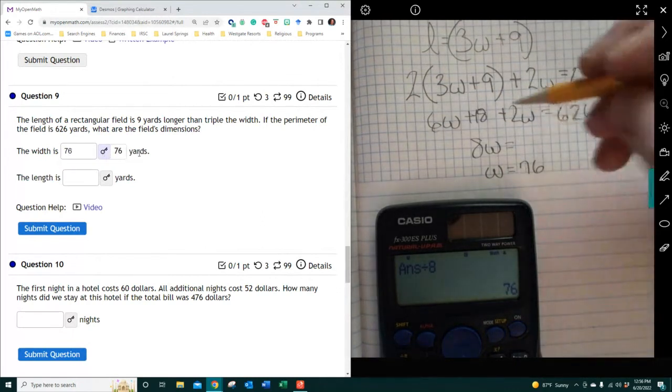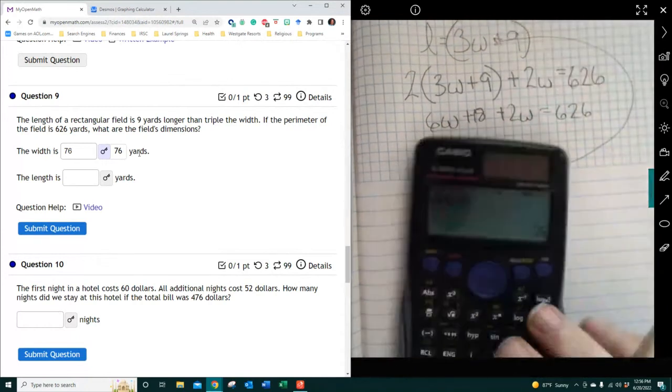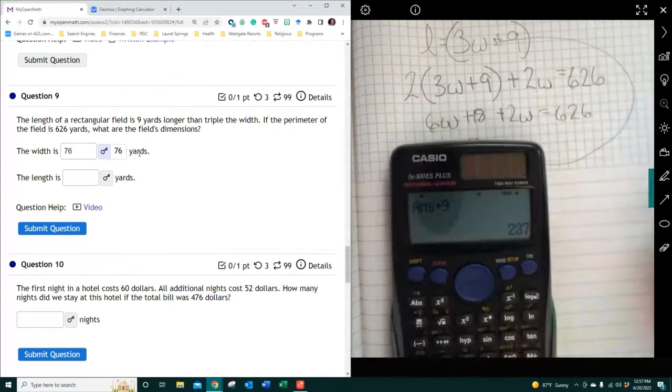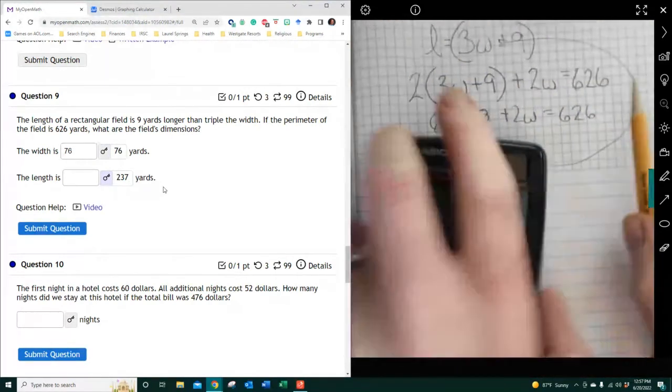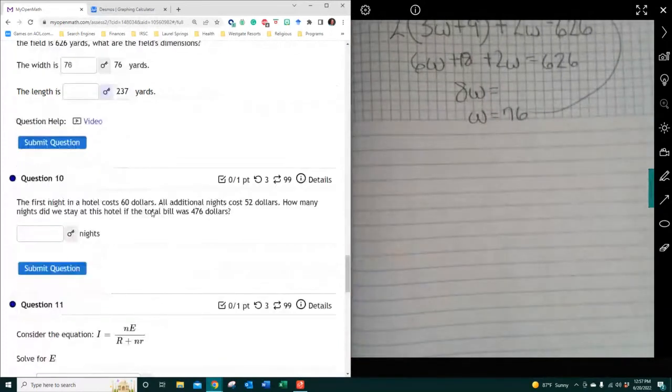Now, for the length, I can drop this in here. So I can take the 76, the answer, multiply by 3, and then add 9 to it. And I'm going to get 237. And that'll be the answer we're looking for there. All right, I've gotten both answers. Okay, so that's the perimeter formula that we're dealing with there.